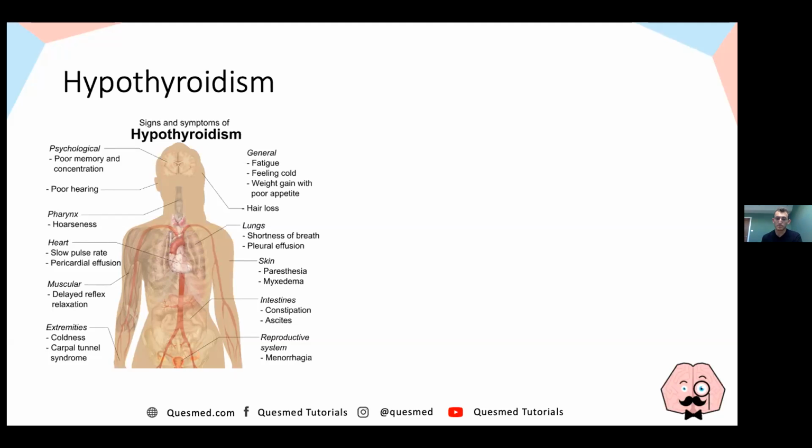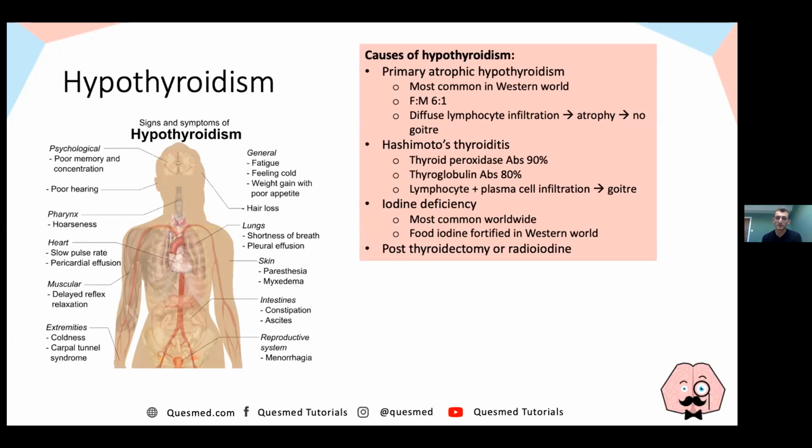Some of the different causes of hypothyroidism: by far the most common cause in the Western world is primary atrophic hypothyroidism. That's basically caused by a diffuse lymphocyte infiltration of the thyroid gland, which causes atrophy. So the thyroid gland shrinks, and so you don't get a goiter where the thyroid gland enlarges. Much more common in women, and that's by far the most common cause of hypothyroidism.